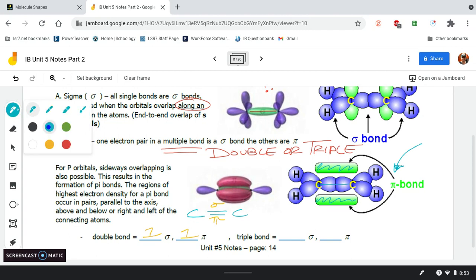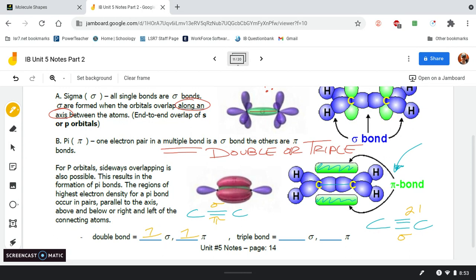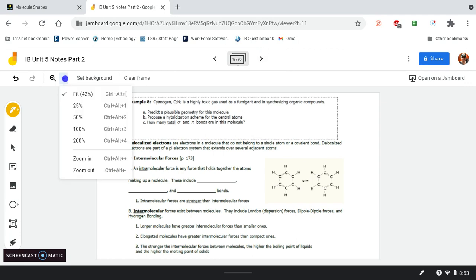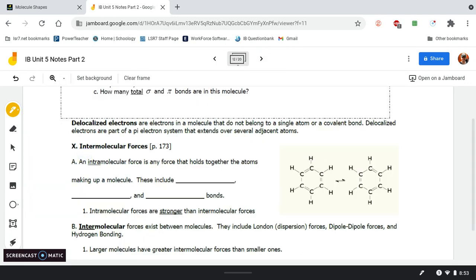And then we can just quickly draw a triple bond. This triple bond is going to have a sigma, but then it's going to have two pi bonds because the other two have to be pi bonds. So it has the one sigma and the two pi bonds. And there's no quadruple bond, so that's pretty much it. Super straightforward.